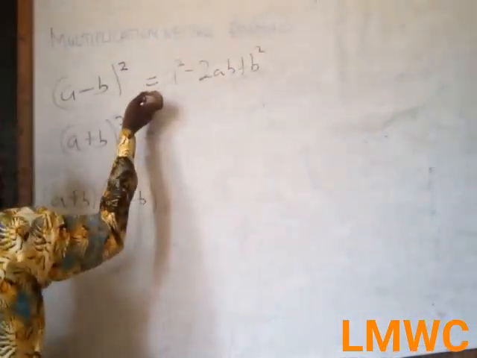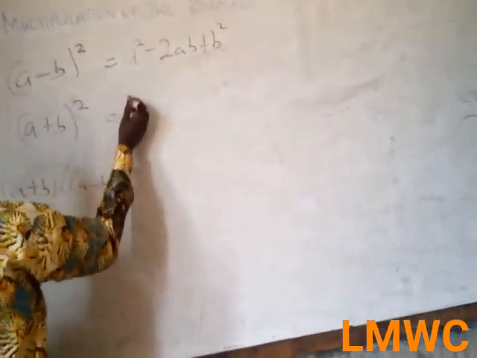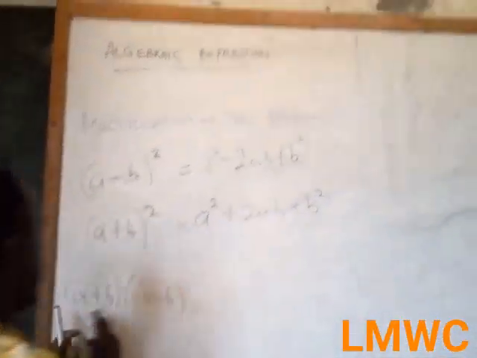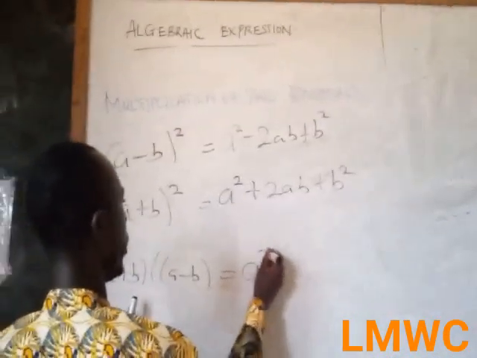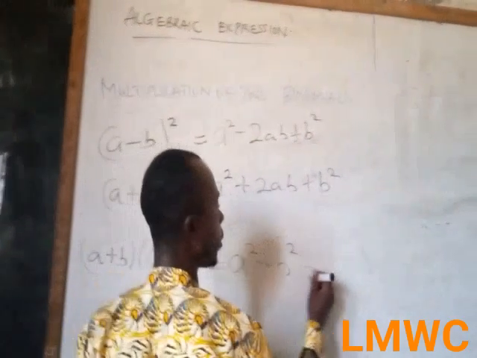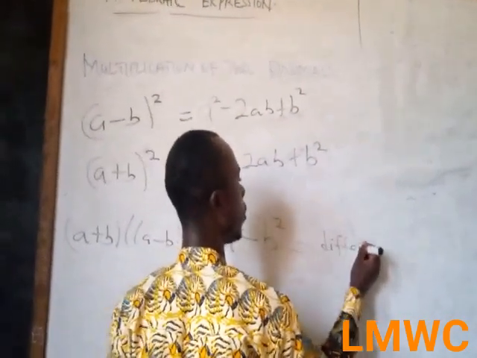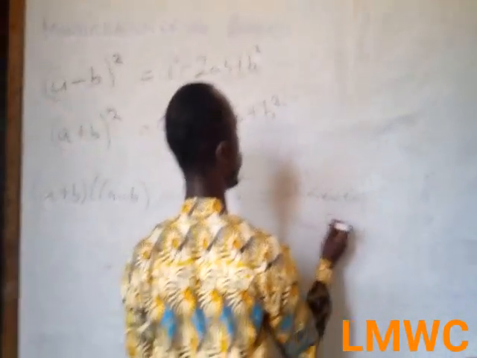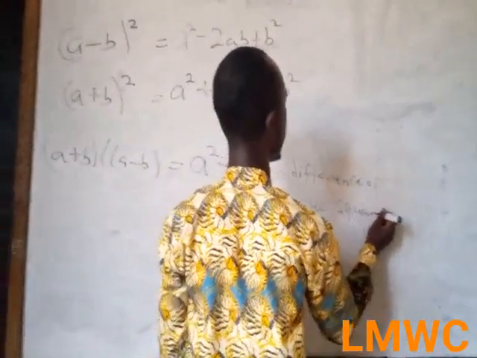But know how to work this. (a - b) squared is the same as a squared, minus 2 times a times b which is 2ab, plus b squared. And (a + b)(a - b) is the same as a squared minus b squared, the difference of two squares. So take note of this and know how to work this.